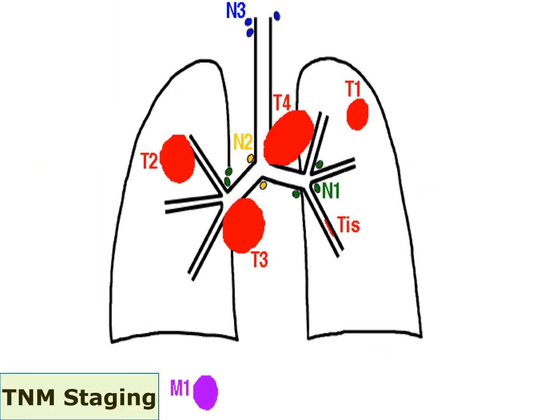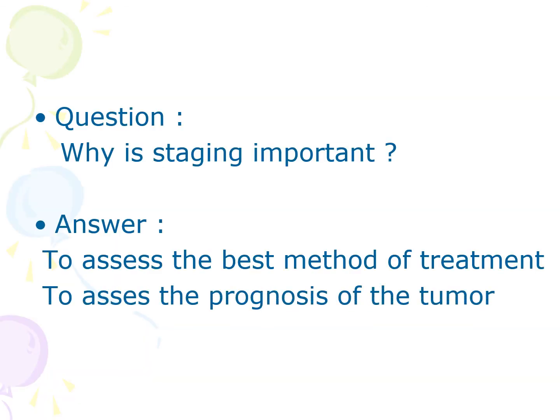This diagram shows the TNM staging system of lung cancer. The T indicates primary tumor size and extension. The N indicates lymph node involvement, and the M indicates the presence of distant mets. As we said before, staging is important to determine the best method of treatment and to assess the prognosis of the tumor.